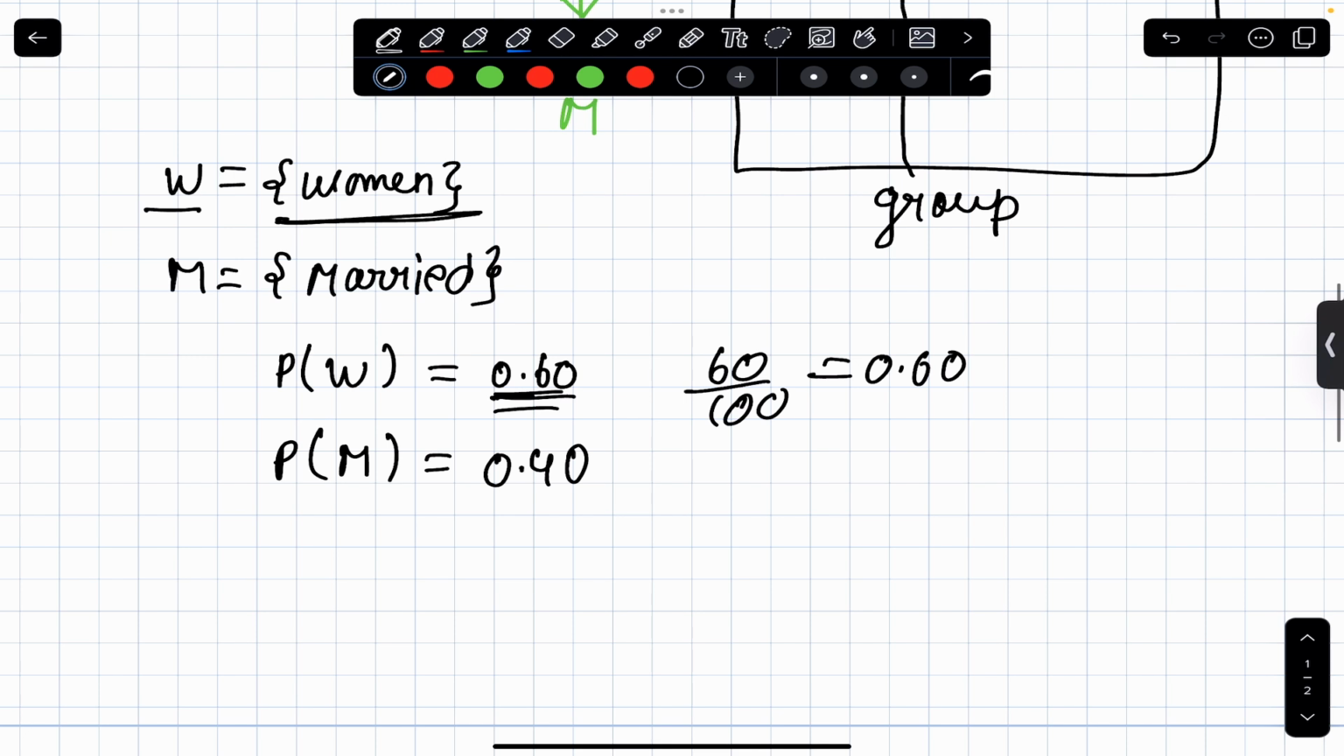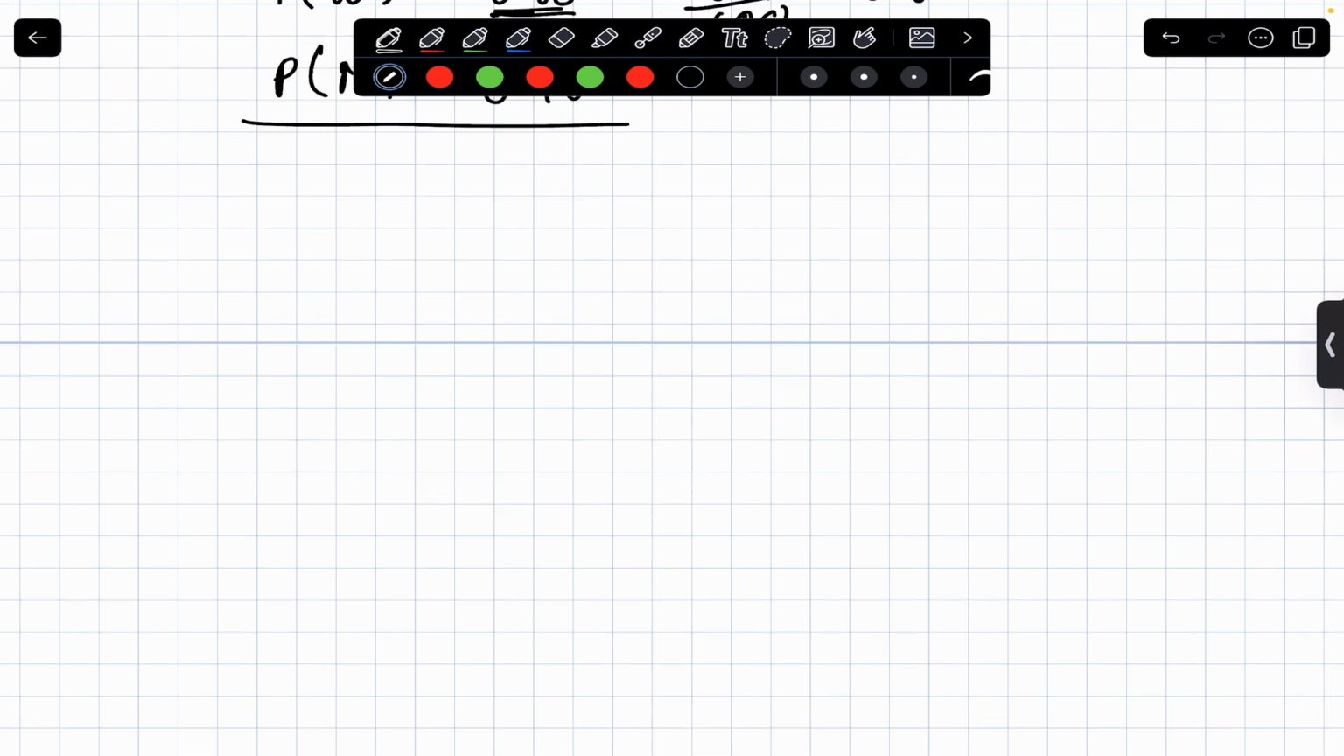It has been given that if we pick any woman randomly, what is the probability that the woman will be married? So we have to find nothing but the intersection of woman and married. Intersection of woman and married, since she is a woman and married, obviously it will be the intersection of woman and married.